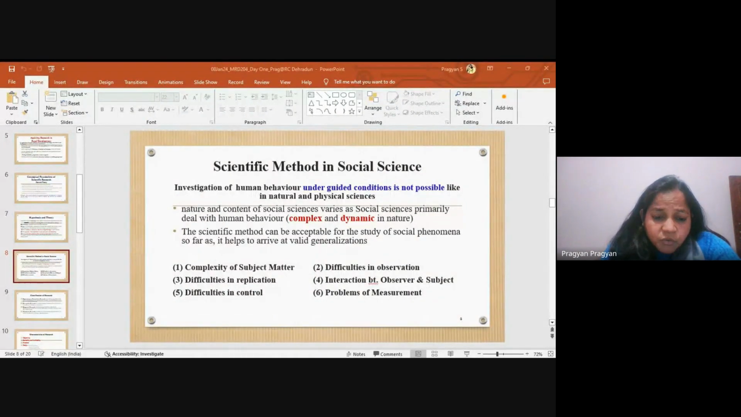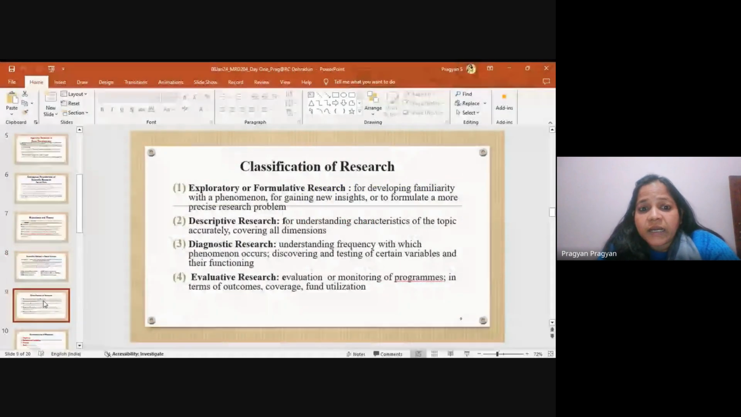So now let's move to understand the classification of research. That means how can we classify, categorize research on the basis of our objective. When the objective is to develop a completely new insight, to explore a particular phenomenon, or to formulate a precise research problem, this is called exploratory or formulative research. The whole idea behind exploratory research is to understand something new or explore something from a new dimension.